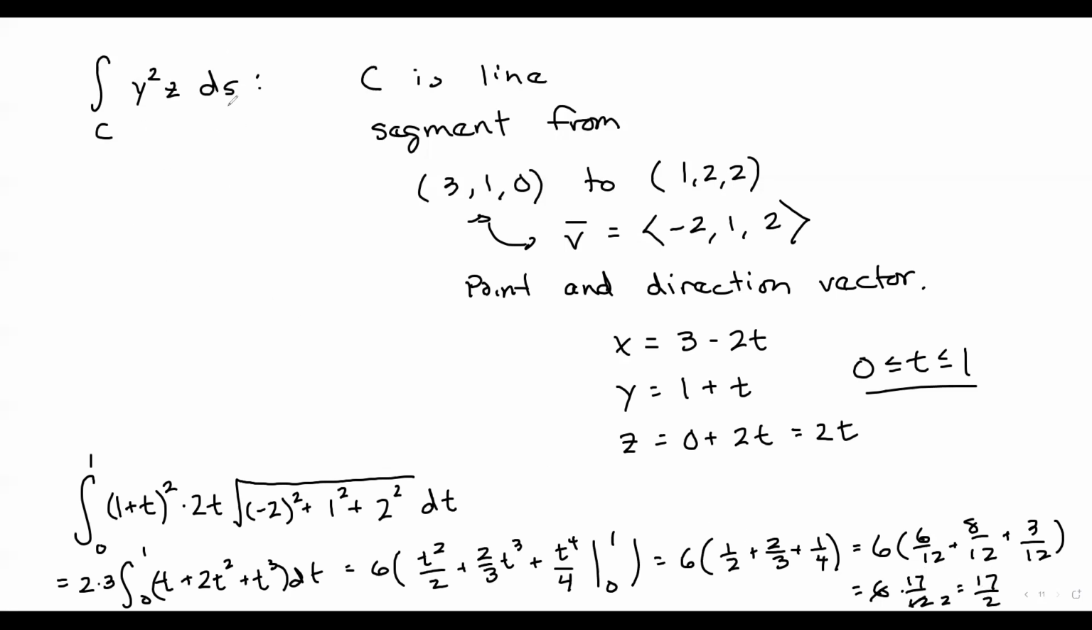All right, and so there's our second line integral value. And again, same thing. The idea is you're moving along. You're starting at 3, 1, 0. You're moving over to 1, 2, 2. And at each point, you're just calculating what is the function value there. And you're just adding all of them up. And that is what the line integral is.